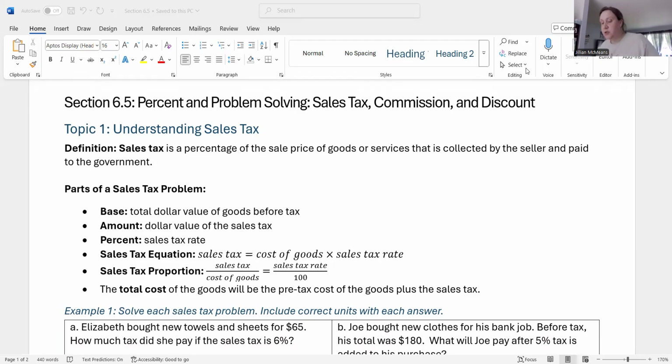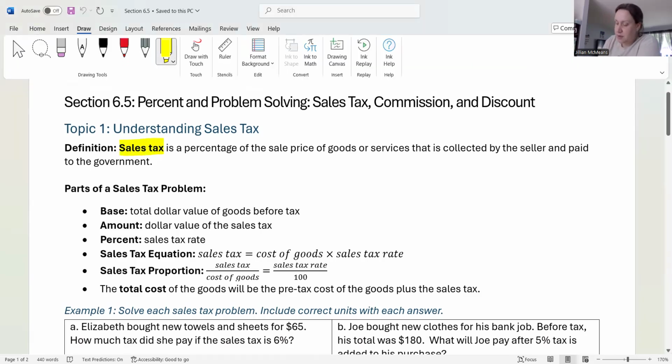Okay. So in our first video, we're going to talk about sales tax. Now, the definition of sales tax is that sales tax is a percentage of the sale price of goods or services that is collected by the seller and paid to the government. So let me highlight sales tax.